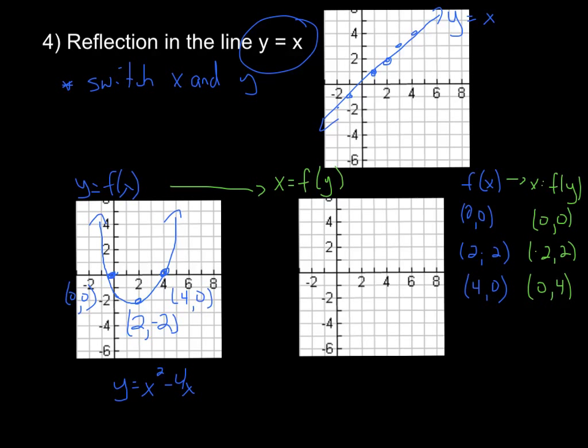So now plot those points. 0, 0. Negative 2, 2 is up here. And 0, 4 is up here. So look what's happened to this parabola. It's actually kind of been flipped on its side. And that's what happens when you reflect things in the line y equals x. And instead of y equals x squared minus 4x, this is x equals y squared minus 4y. All the x's and the y's have switched. The domain and the range have switched.